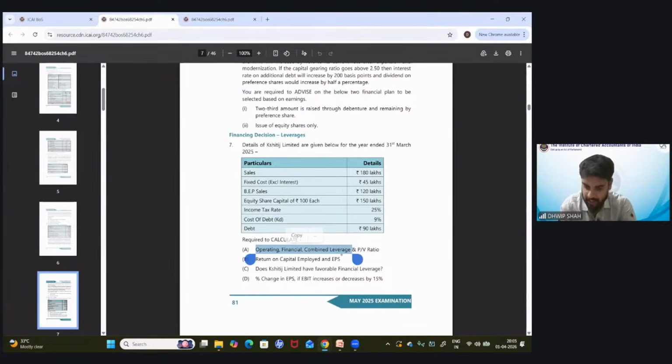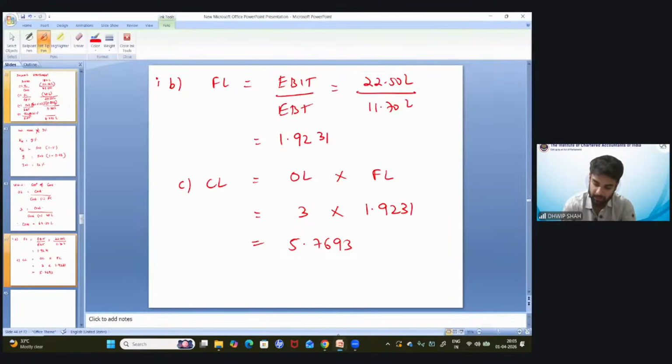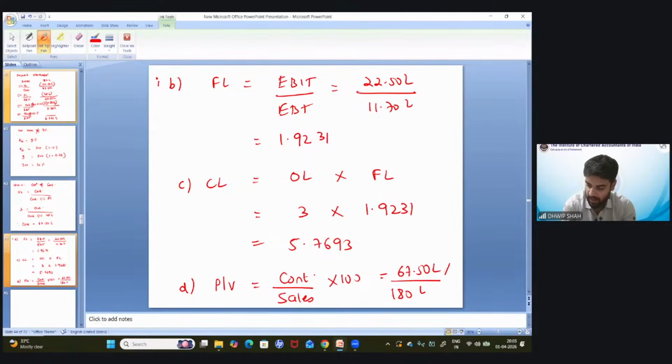OL, FL, CL done. PV ratio is asked. PV ratio is nothing but contribution upon sales into 100. Contribution is 67.5 lakh, sales is 180 lakh, into 100. So PV ratio comes to 67.5 divided by 180 into 100, which is 37.5%.